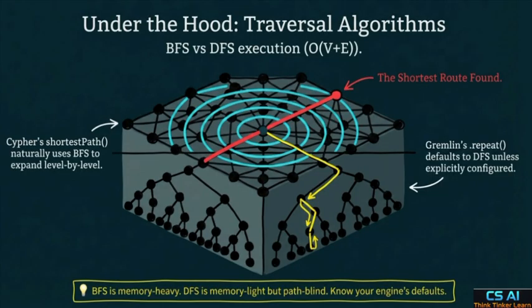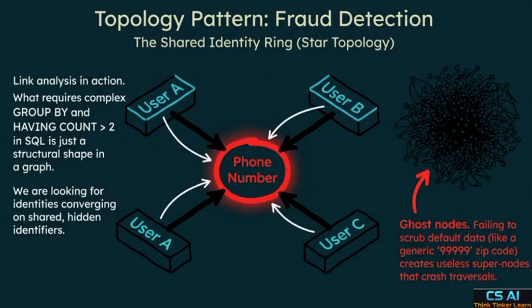Under the hood, you need to understand the execution algorithms, breadth-first search versus depth-first search. Cypher's shortest path naturally uses BFS to expand level by level, making it great for finding the closest connection, but very memory heavy. Gremlin defaults to DFS, which is memory light but path blind. It might go down a million-node rabbit hole before finding a neighbor two steps away. Know your engine defaults.